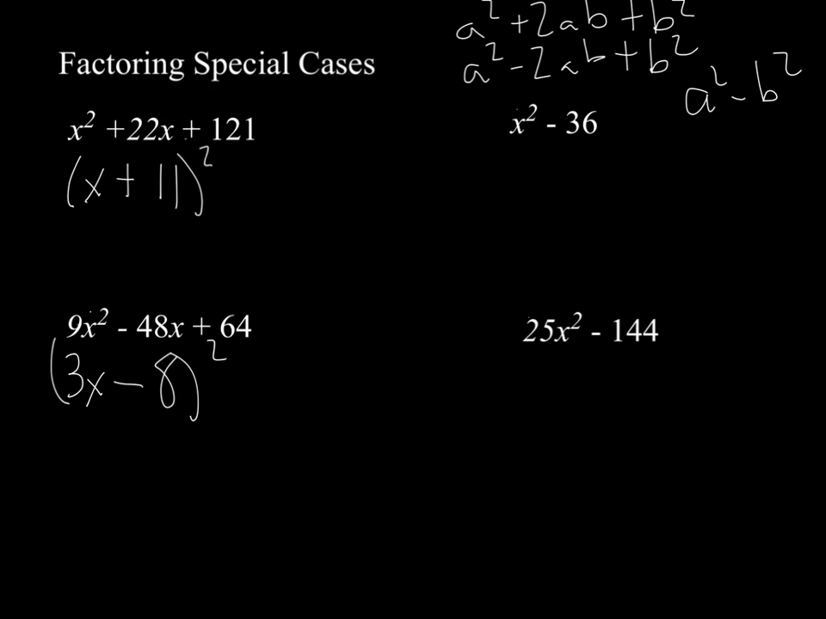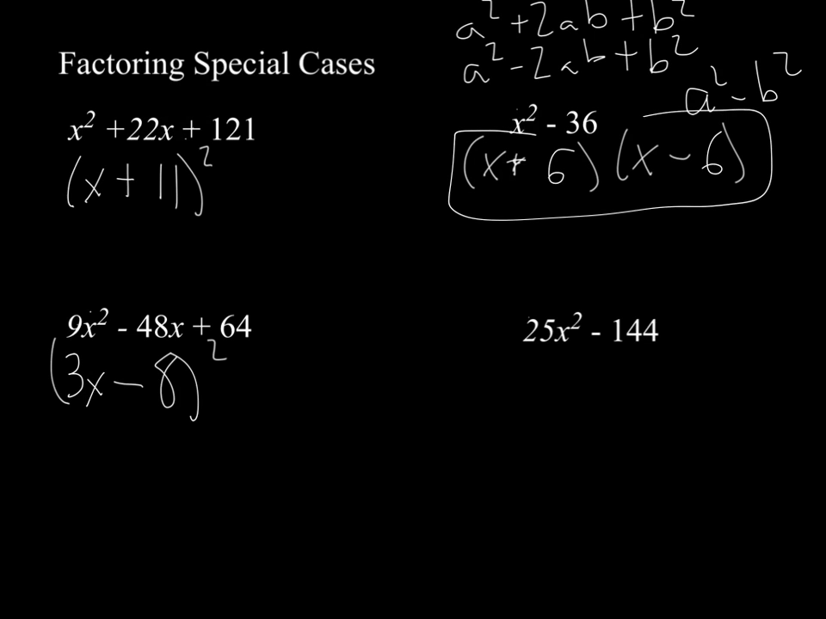All right, some difference of squares. When you have a difference of squares, they are going to factor into x plus and x minus. The square root of that first term plus the square root of the second term, and the square root of the first term minus the square root of the second term there. So x plus 6 and x minus 6 is the answer for this one.